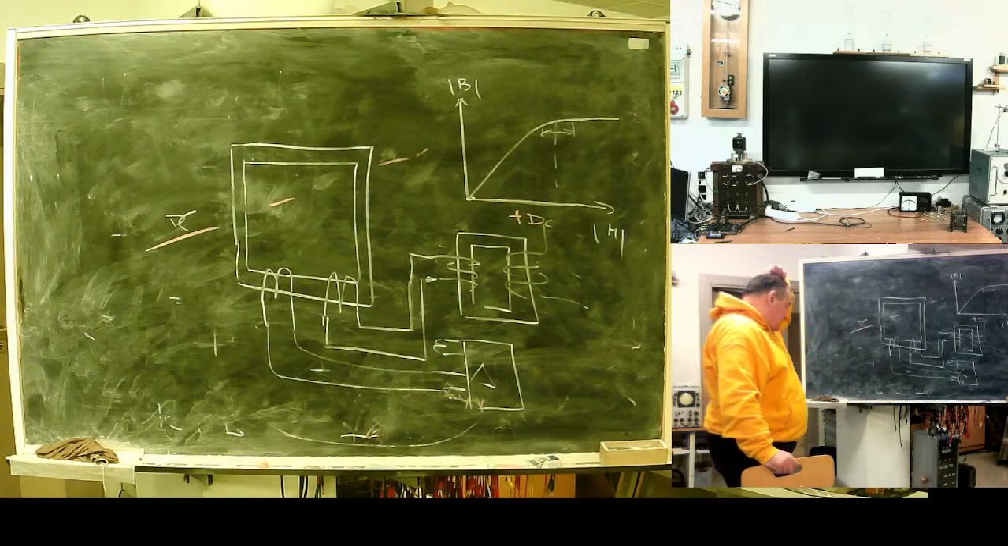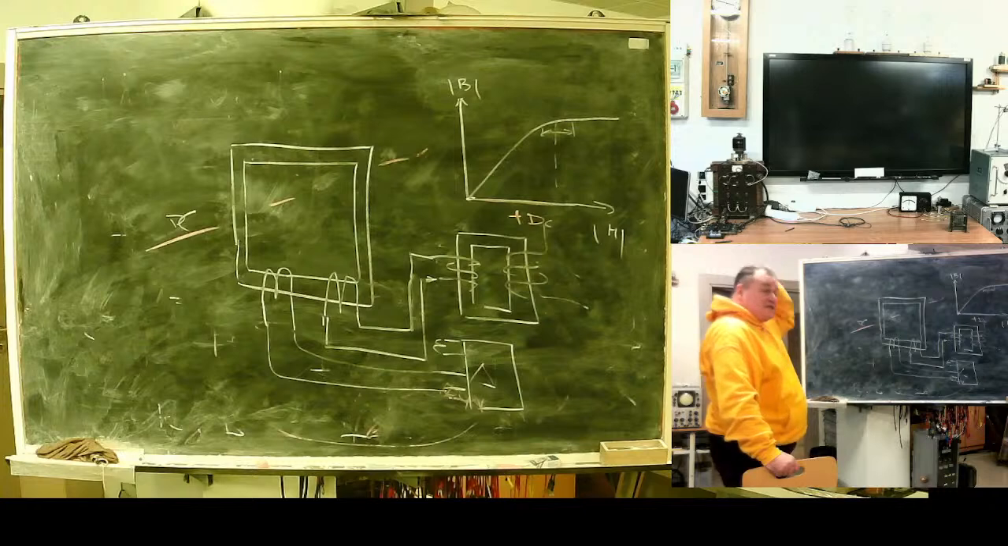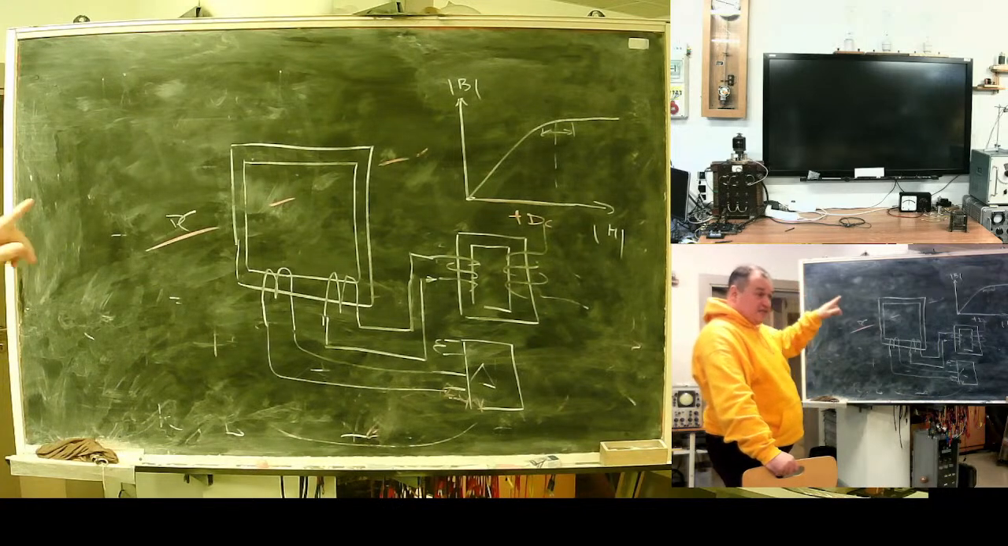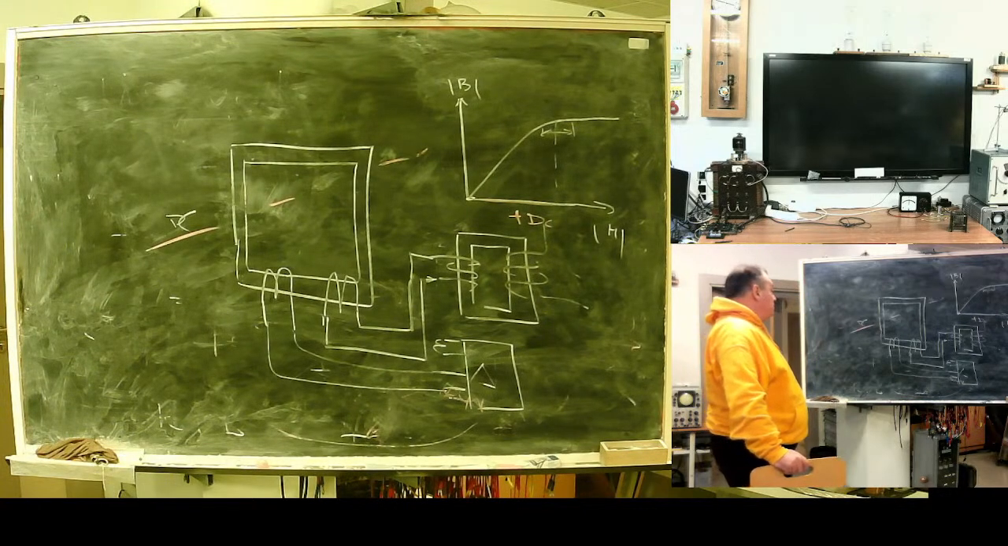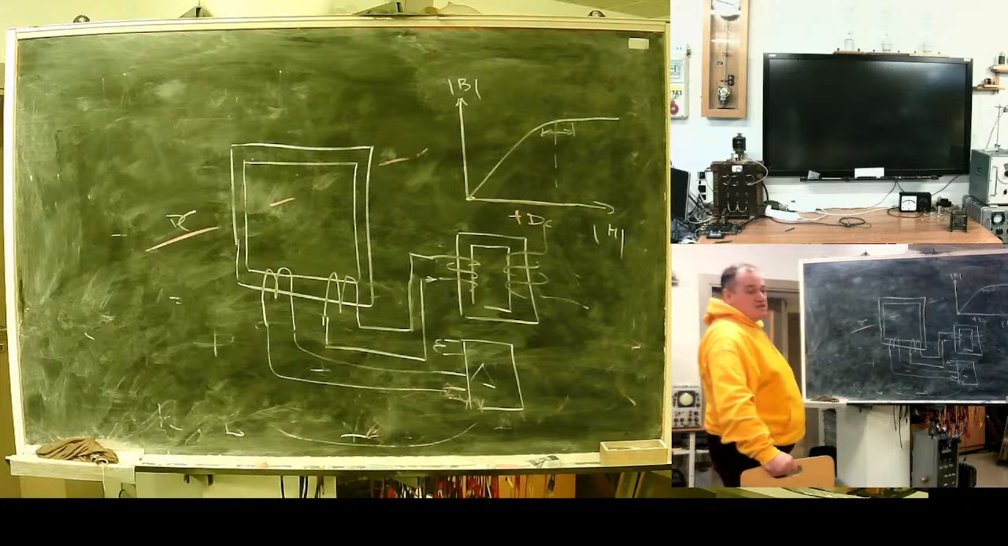Yeah, a saturatable transformer uses this effect as a DC sensor. It uses the fact that steel cores are saturatable.